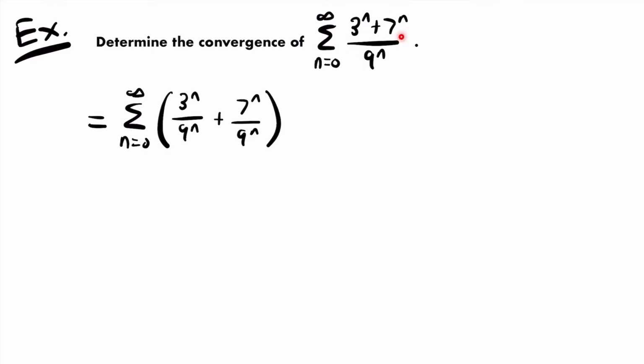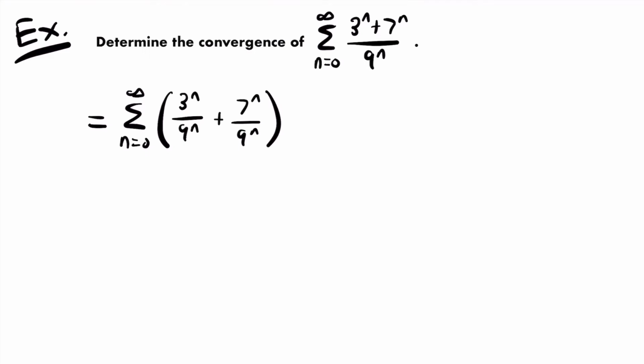Right, so we just split up the fraction into 2 fractions by taking the first term in the numerator and dividing it by the denominator to get this part. And then we take the second term of the numerator and divide it by the denominator to get this term. Okay, so we have 3 to the power of n divided by 9 to the power of n plus 7 to the power of n divided by 9 to the power of n.